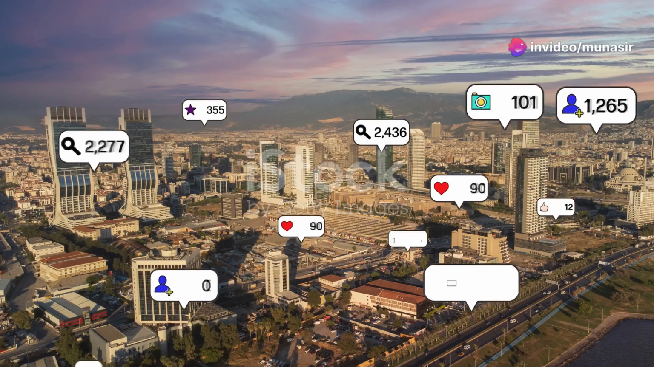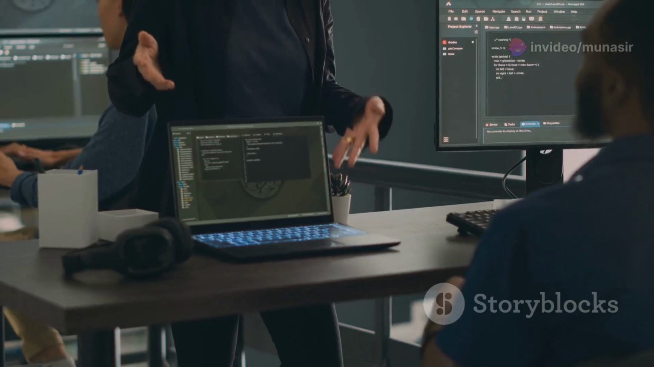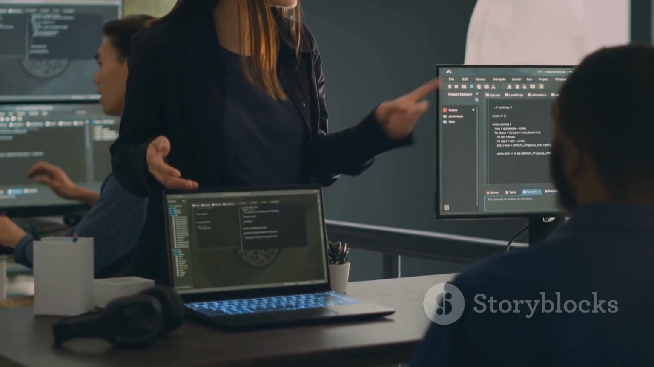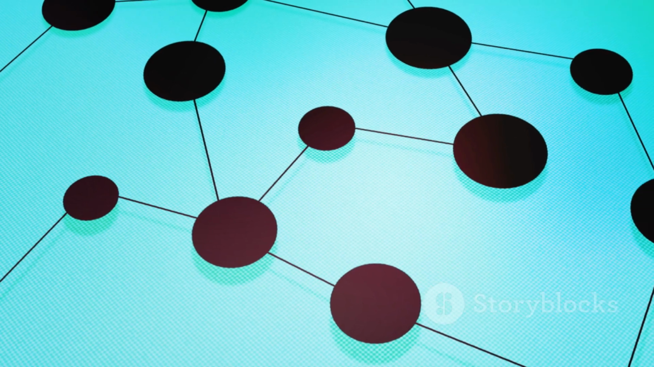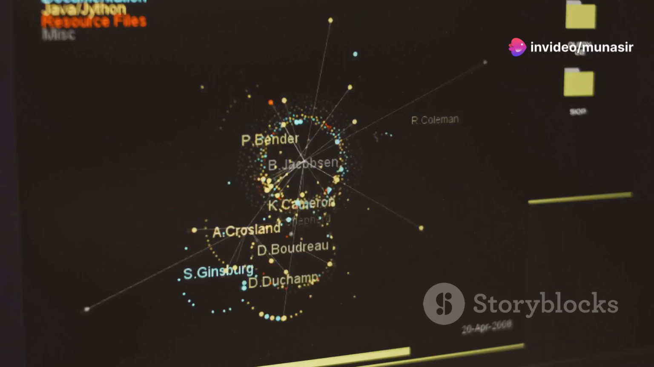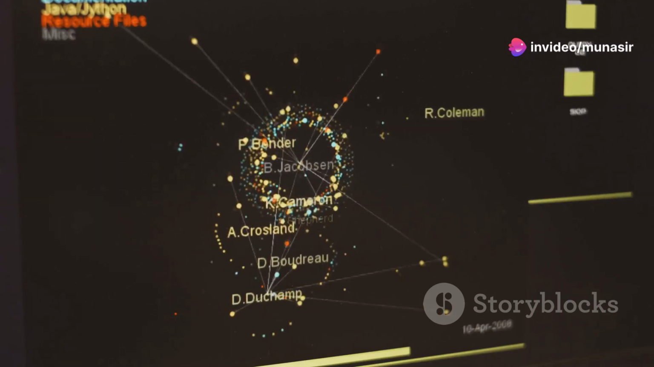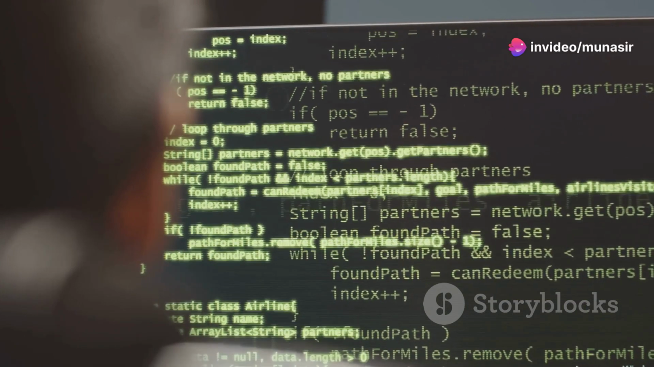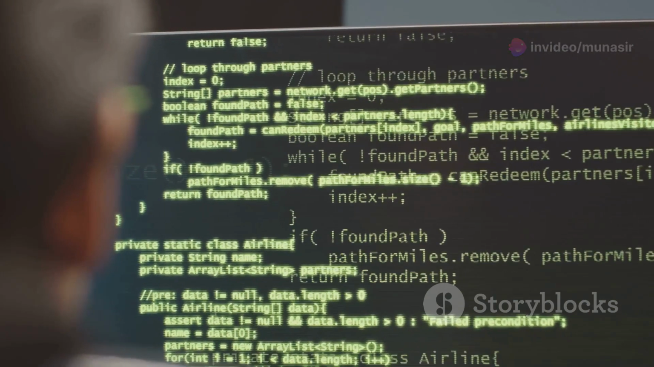Graphs are everywhere. We use them for maps, social networks, and even the internet. In computer science, we use graphs to represent connections between things. Think of a graph like a network of dots or nodes connected by lines or edges. Graph traversal is like taking a journey through this network. It's the process of visiting every node in the graph systematically.